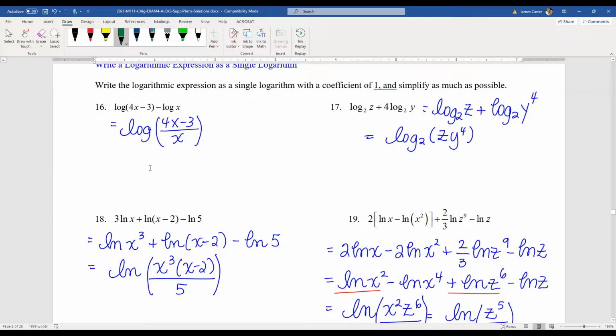Expressed as a single log, we're contracting because it's subtraction. We put that log x, that x in the denominator of the log. Here, we've got a plus, so everything is going to be multiplied. The z, bring the 4 back out here, so y to the 4th. In this case, we've got 2 terms multiplied in the numerator. First, we bring the 3 out behind the x, and then the 5 in the denominator.